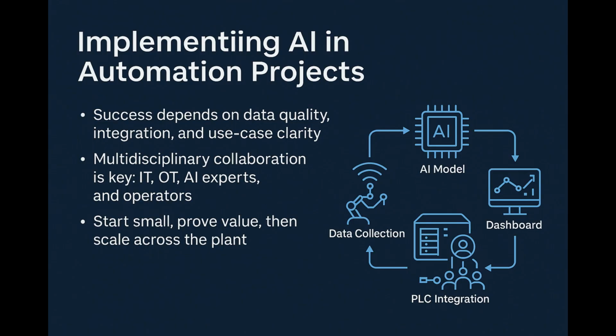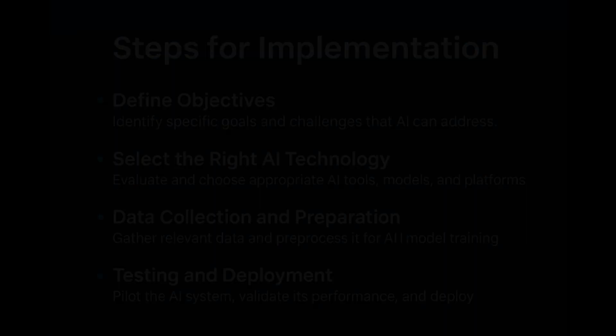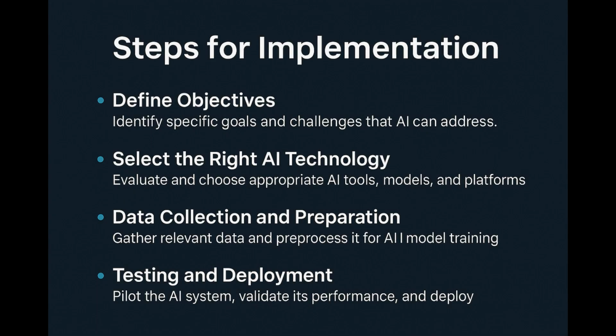With the right foundation, AI can be integrated into your existing control architecture, enhancing, not replacing, your current automation systems. Once you've identified a potential AI project, the next step is a structured approach to ensure successful implementation. Step 1. Data collection and preparation. AI relies on data, lots of it. The first thing you need to do is gather historical and real-time data from your machines, sensors, and control systems.